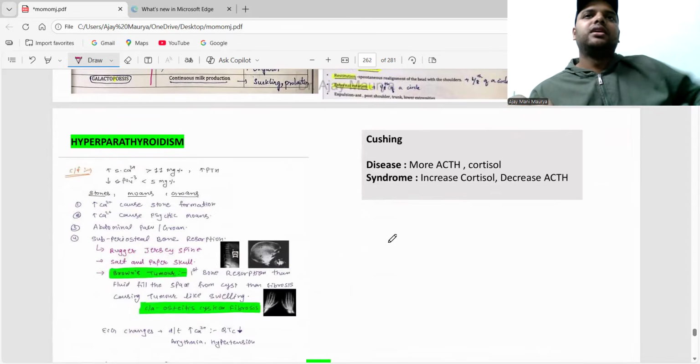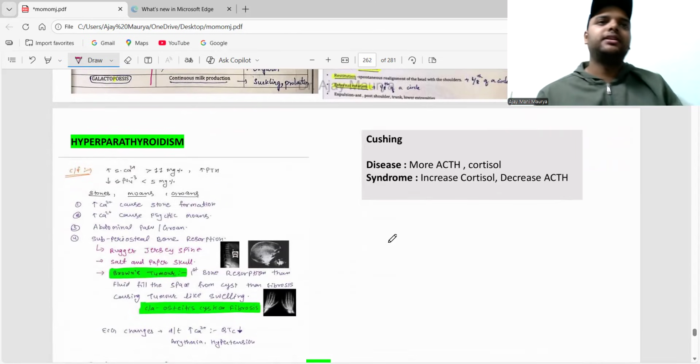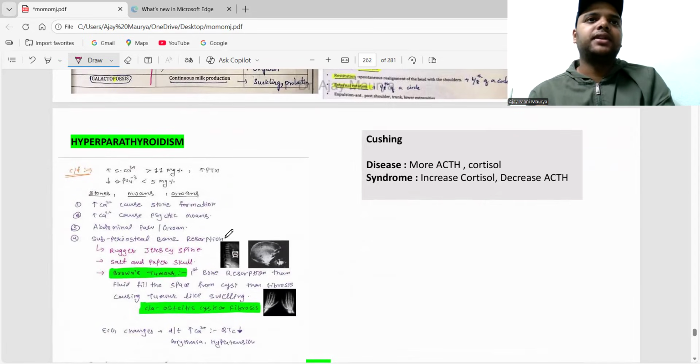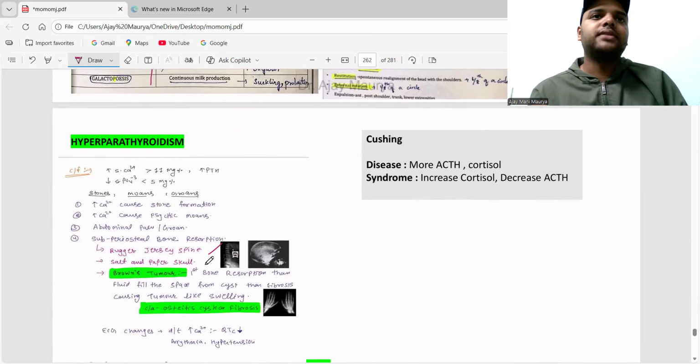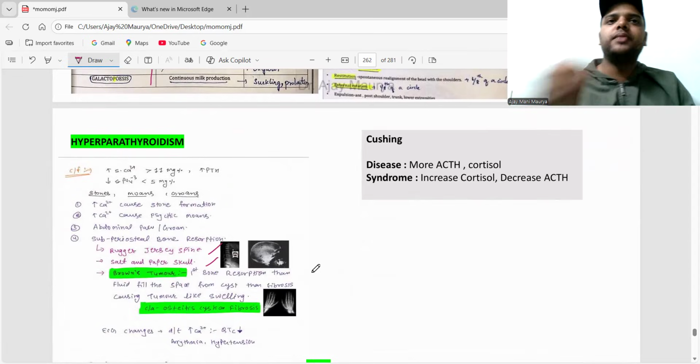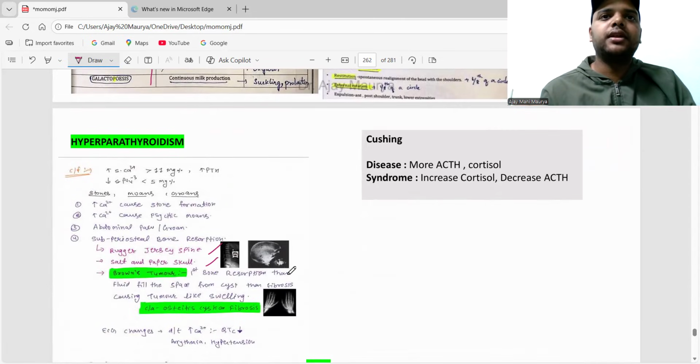This comes to hyperparathyroidism. In hyperparathyroidism there is a rugger jersey spine and a salt and pepper skull here. We'll also see the brown tumor, the brown tumor at the first bone resorption.